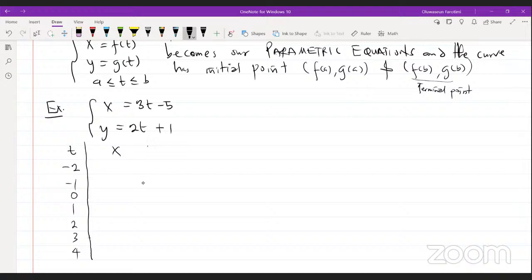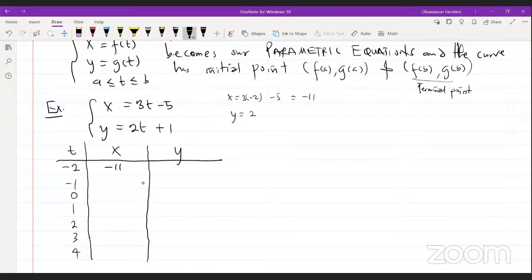Now there will be a corresponding value of x, and of course there will be a corresponding value of y. So now how do we fill this box? When t is -2, you go ahead and plug in -2 here. So you have x equals 3 times -2 minus 5. And this is -11. So that means this guy is -11. When t equals -2, what is y? Okay, y is 2 times -2 plus 1. And this is pretty much -4 plus 1, you got -3.